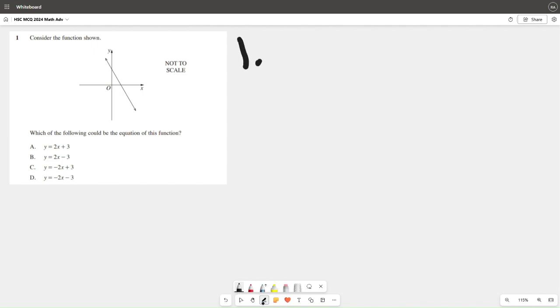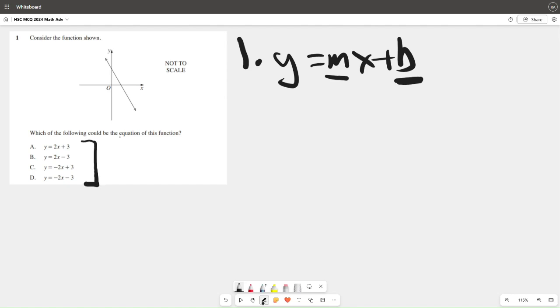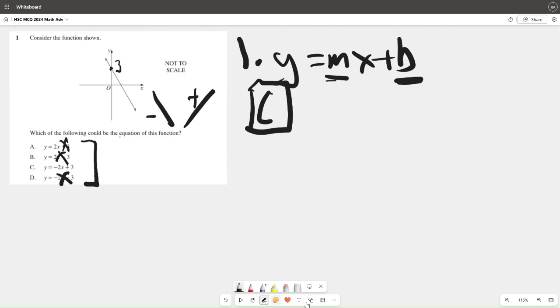So question 1. It gives us a function. Which of the following could be the equation? So we want to remember this rule: y equals mx plus b. M being the gradient, b being the y-intercept. In this question, you can kind of look at the answers to try and work it out. So the y-intercept is positive, right? It's 3 or minus 3, therefore it's going to be 3. So we can delete the ones that don't have a positive 3 as an option. And the m is negative. Remember, this is negative, whereas this is positive. So therefore, it must be negative. So therefore, through elimination, C is our answer.